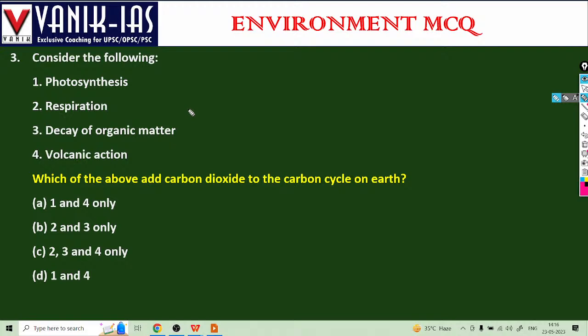So the first of the following statements, that is photosynthesis, respiration, decay of organic matter and volcanic action. Photosynthesis absorbs carbon dioxide, it does not emit carbon dioxide to the atmosphere, so the first option is wrong. Then respiration, decay of organic matter and volcanic eruption. In case of volcanic eruption, also carbon dioxide is emitted to the atmosphere. Decay of organic matter, respiration, two and three options are also right.